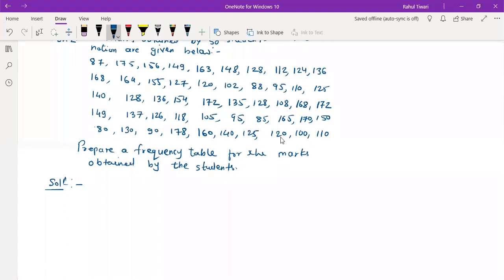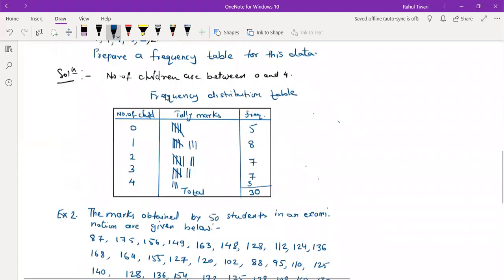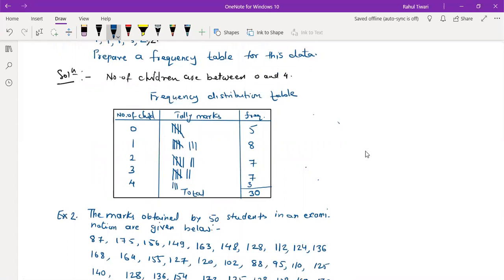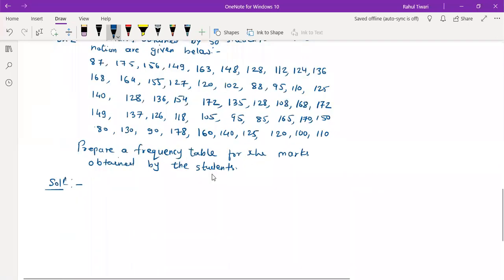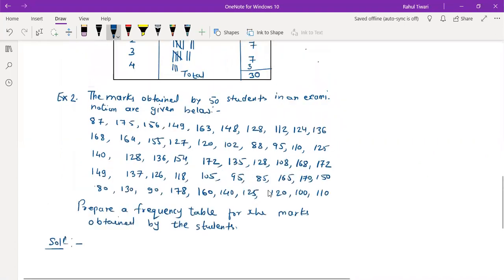As we have seen in the first case, number of children is a characteristic. Similarly, what is the characteristic here? Marks, obtained in the exam. Is marks continuous or discrete? Discrete. Whenever you count, it is discrete. You can count marks. So marks is a discrete random variable.